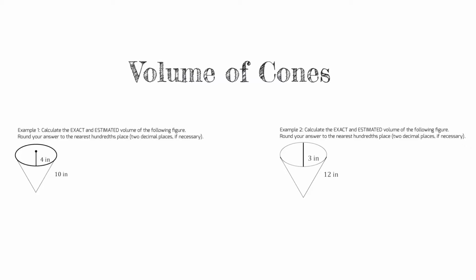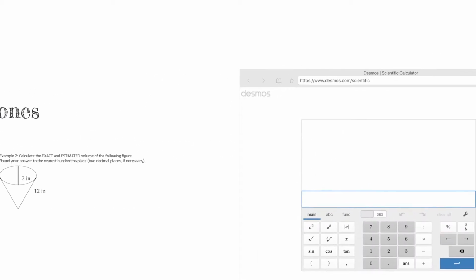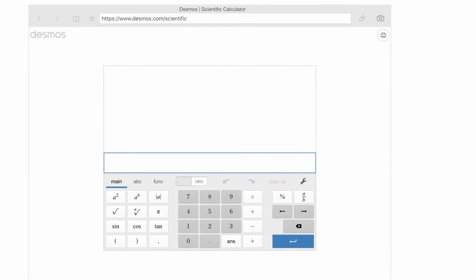Before we get started, what you're going to need is to open up the Desmos Scientific Calculator. There are multiple ways of getting to this. On my website, I linked it in the description of this video. I posted it on Google Classroom, or simply type Desmos Scientific Calculator into your browser and access it.